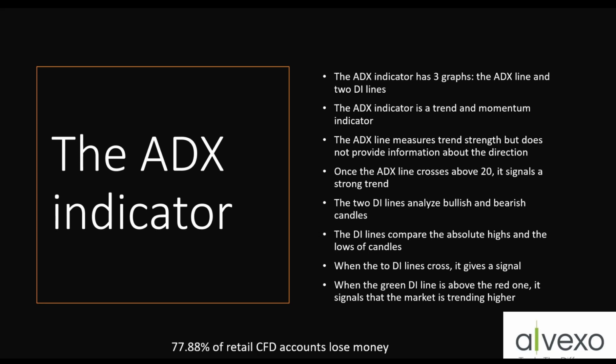So when the ADX line crosses above the 20, it signals that whichever trend, an uptrend or downtrend, is gathering strength. And the two DI lines analyze bullish and bearish candles. The DI lines compare the absolute high and the low of the candle. When the DI lines cross, it gives you a signal. When the green DI line is above the red one, it signals that the market is trending higher, and just the opposite when the markets are trending lower.